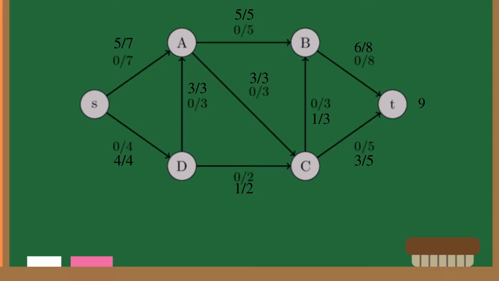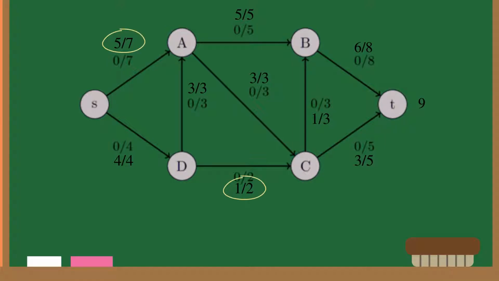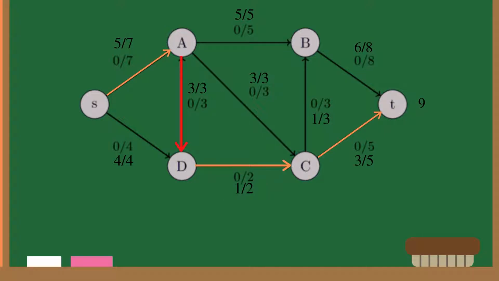No. The algorithm also introduces the concept of reverse edges, or cancellation or backwards edges. This essentially enables us to go in the opposite direction of the edge. Let's take a look at the graph. We can see that we can make an augmented path of S, A, D, C, T. This is only possible because the edge A to D can be used as a backward edge.